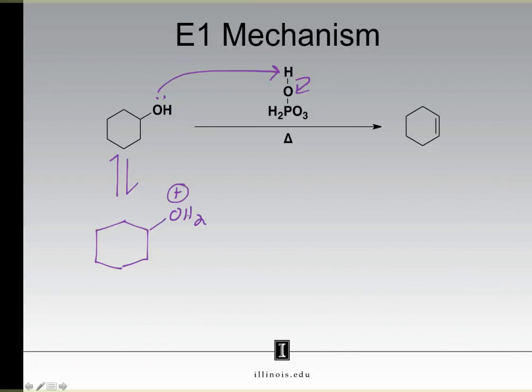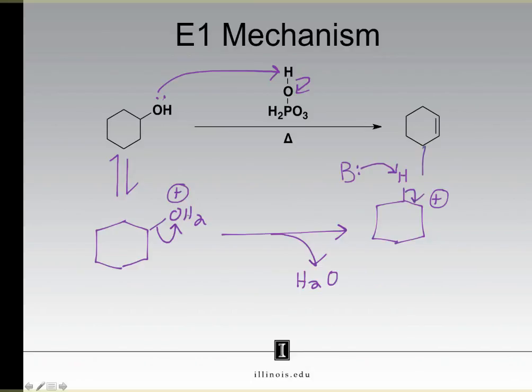Once you have made this good leaving group, you will then allow it time and energy through the use of heat to form a carbocation, which will then be deprotonated using a base of some kind to form the alkene product.